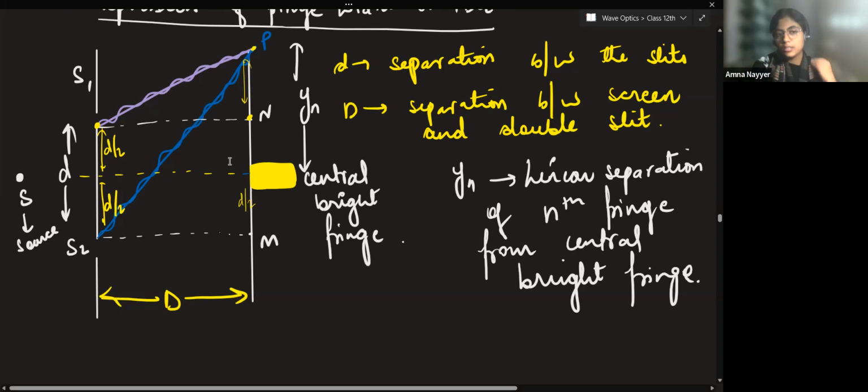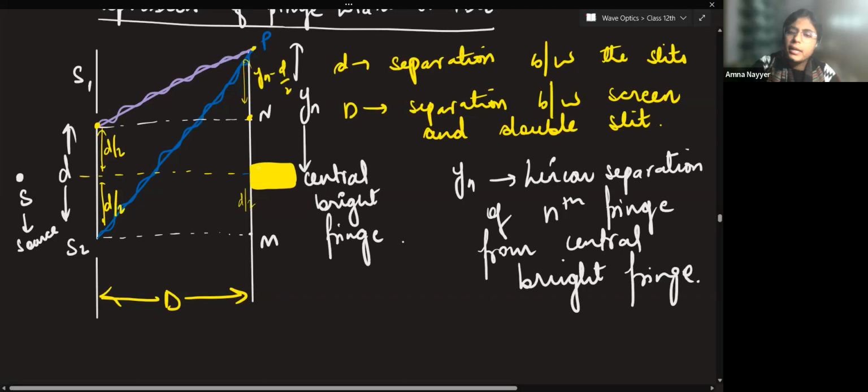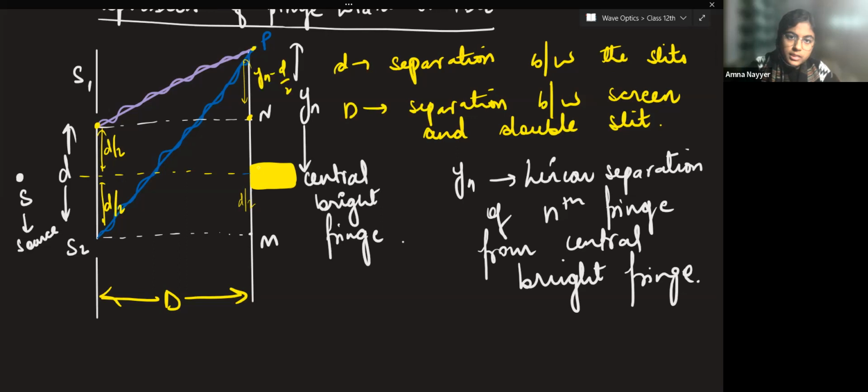Now class, S is the source. Let's say from the middle, I have divided d into d by 2 and d by 2. Where the central bright fringe is formed is exactly at the center. So this part will be Yn minus d by 2, whereas this entire long part will be Yn plus d by 2, right? So Yn plus d by 2 for Pm and Yn minus d by 2 for Pn. Understood? Now we have to calculate this linear separation Yn.